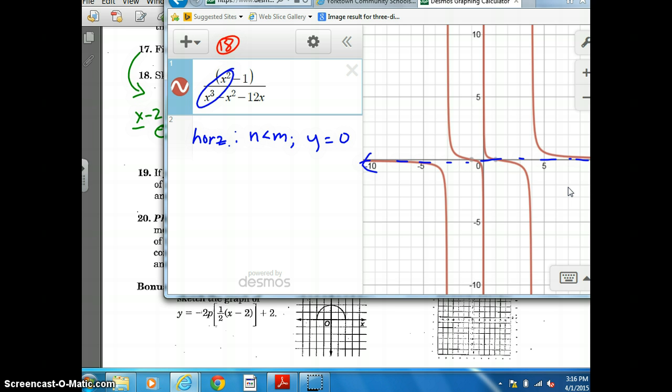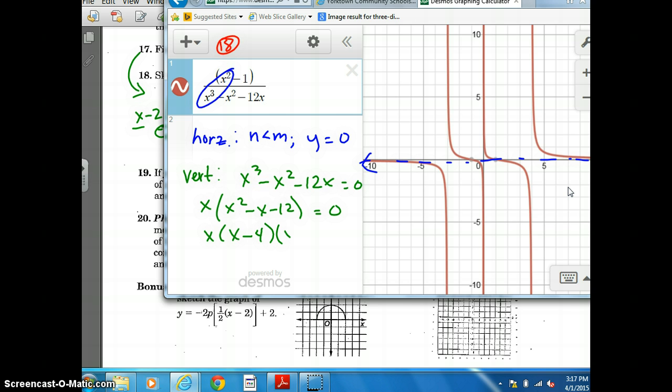And then if I look at the denominator for my vertical asymptote, you want to factor that denominator. So I've got x cubed minus x squared minus 12x. I'm going to factor that. They all have a common term of x. So I'm going to factor out an x. Because I want to find out what values of x are going to work or not going to work. When I factor my trinomial, I have x times x minus 4 times x plus 3 equals 0.